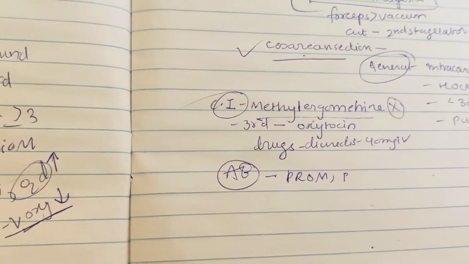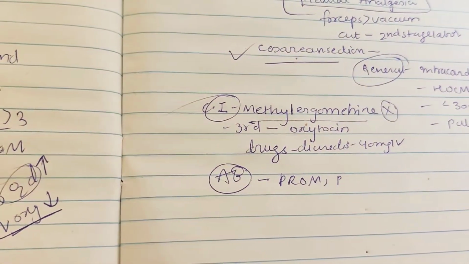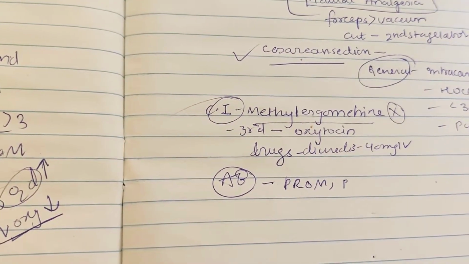Only the patients who have diseases like pelvic infection, cyanotic heart disease, valve replacement, premature rupture of membrane, only in those we'll give antibiotics.